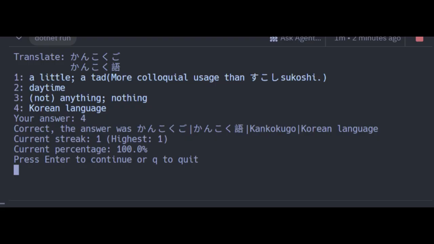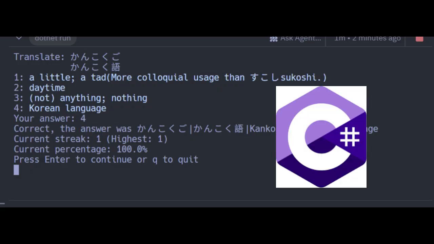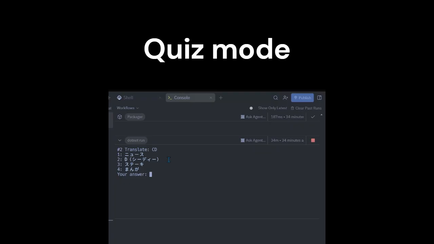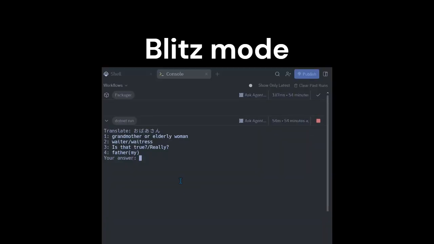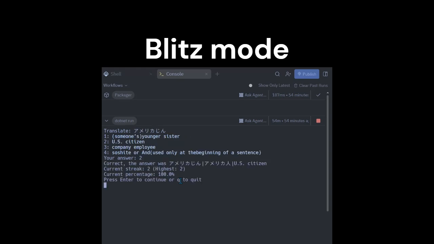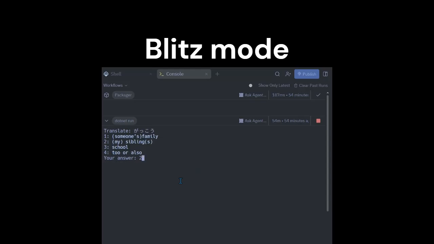The first version I made was a text-based application built in C#. There were two modes to practice using. First, there was Quiz, which tested you on each vocab word from the unit that you selected once, and Blitz mode, where every question that you were given was randomly selected, and you could only move on to a new vocab word after you got the current one correct.